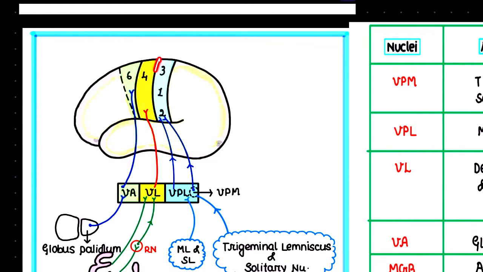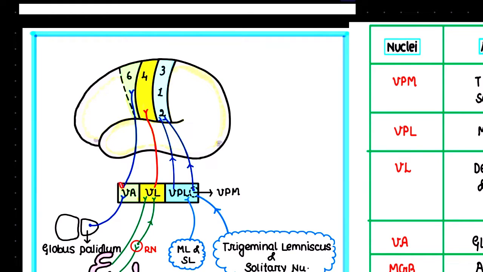Again I am repeating, this is our central gyrus. In front of the central gyrus we have the pre-central gyrus, Brodmann number 4. Behind our central gyrus we have Brodmann numbers 3, 1, 2, that is the post-central gyrus. And in front of this pre-central gyrus we have the premotor cortex that corresponds to Brodmann number 6.